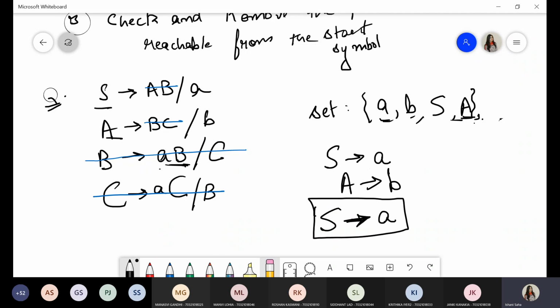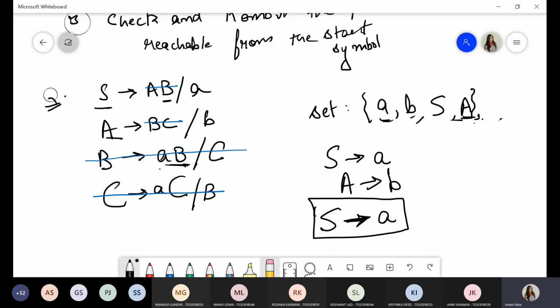Is it clear now to all of you? No, ma'am, can you repeat the second step? See, first you have to form the set. Then whichever elements are not there in the set, you directly remove those productions, and also from the earlier productions wherever those elements are there.